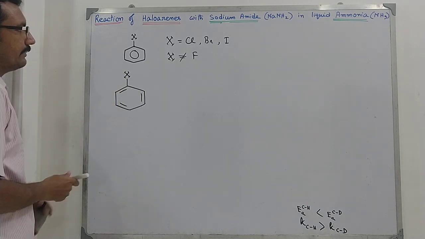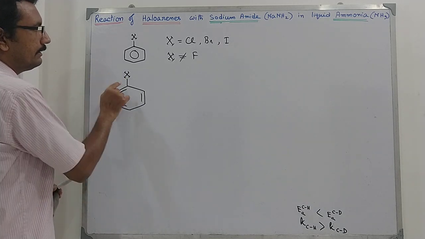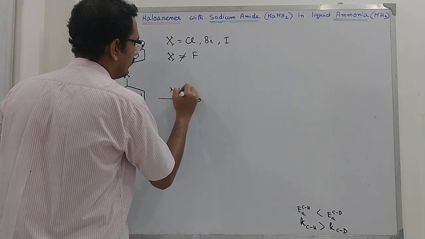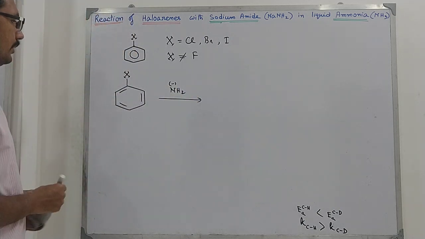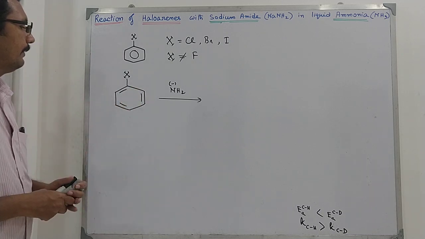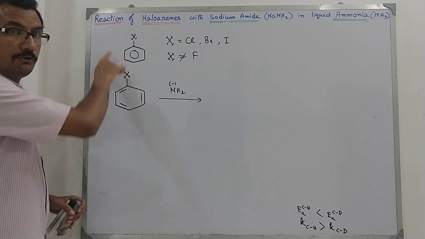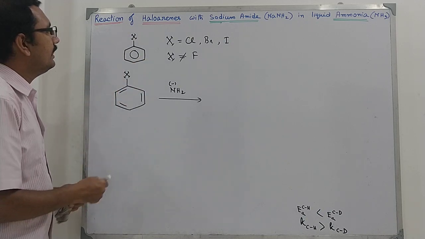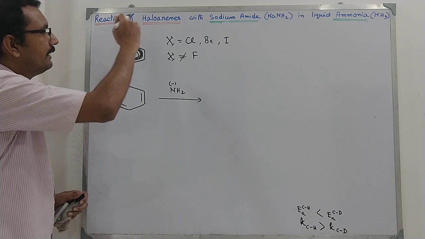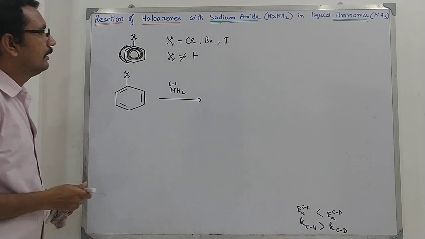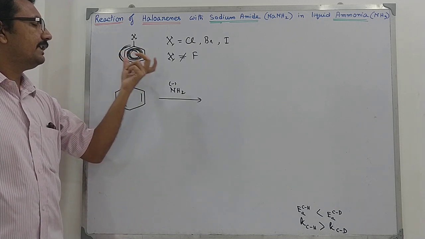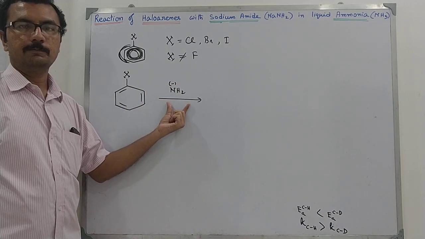when I am writing here X, then it represents only chlorine, bromine or iodine. Now what will this NH2 minus do? One may expect a nucleophilic substitution here, but this is a cyclic planar and conjugated ring, so there will be an electron belt moving in the upper face, and one in the lower face. So it will strongly repel a nucleophile, though it is not negatively charged.